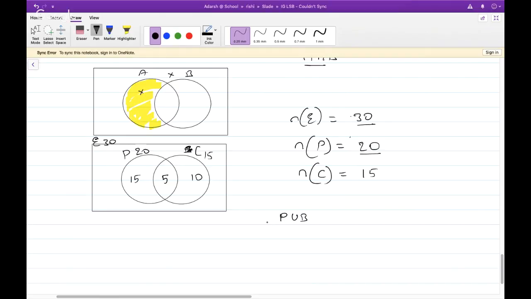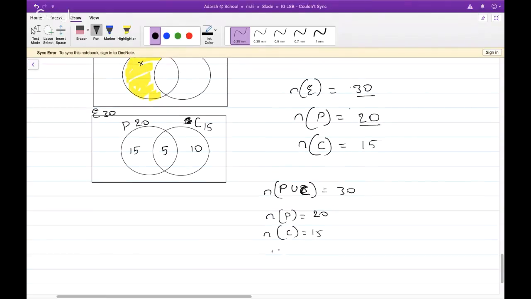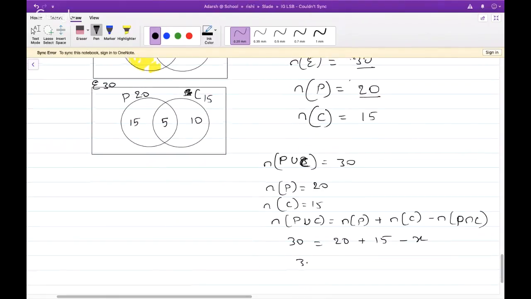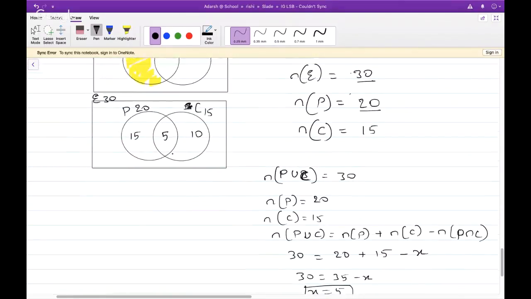Or you can take it like this. P union C, the number of students who take physics or chemistry, is equal to 30. The number of students who take physics is 20, and the number who take chemistry is 15. So the number of students P union C is equal to the number who take physics plus the number who take chemistry minus the number who take physics intersection chemistry. If this is 30, 20, 15, and this I call x, then 30 is equal to 35 minus x. So x happens to be 5. After you solve this, you get 5. So that's what we got here.